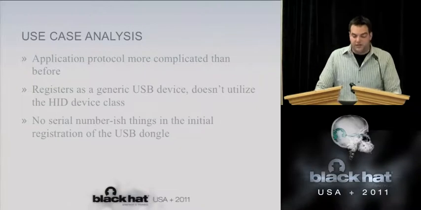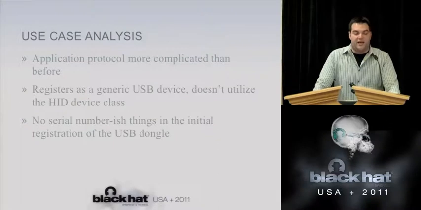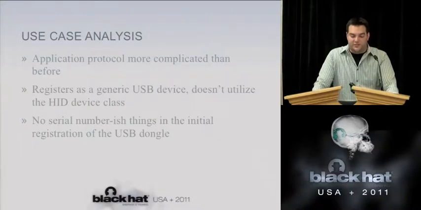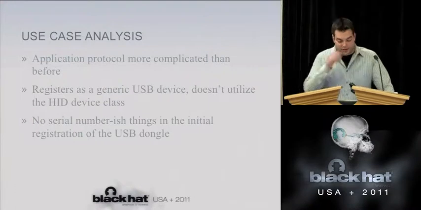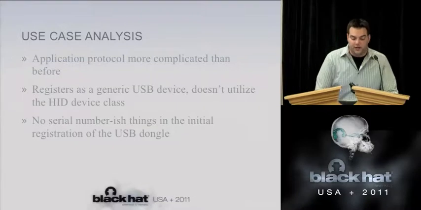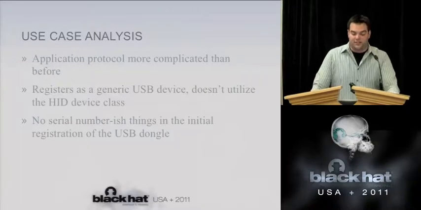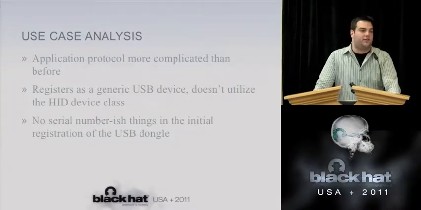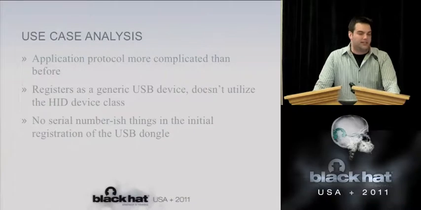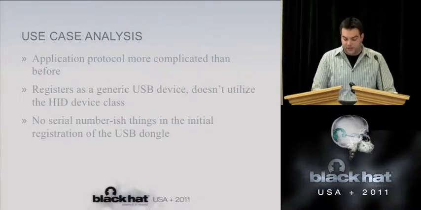As I mentioned, it no longer registers as a HID device when you plug it in. It has its own device driver, so they wrote their own, not using a class driver, but using the direct control transfer messages. They're sending that across USB to communicate. And in the initial registration, when you plug in this generic receiver, no serial number-ish things are being sent, right? That's expected because this is a generic receiver. You can swap them out across different tokens and use them.